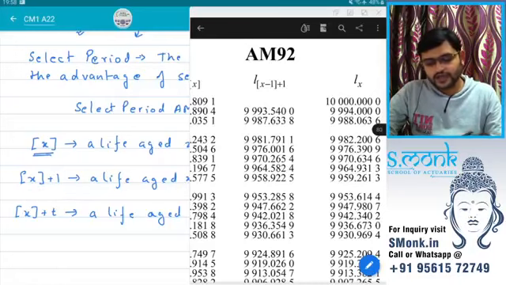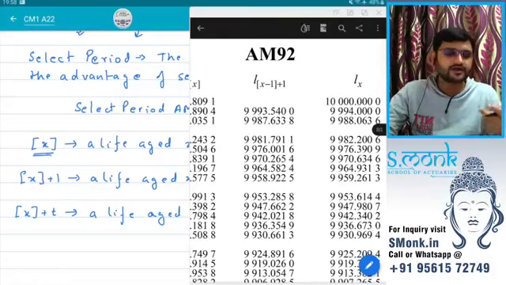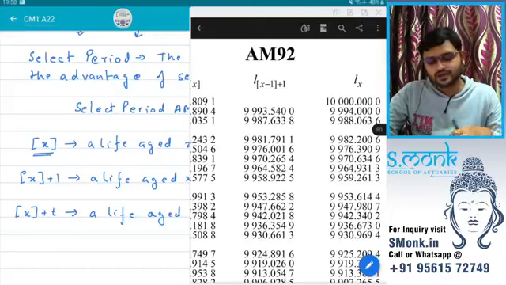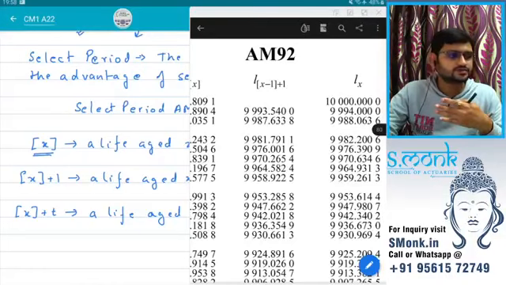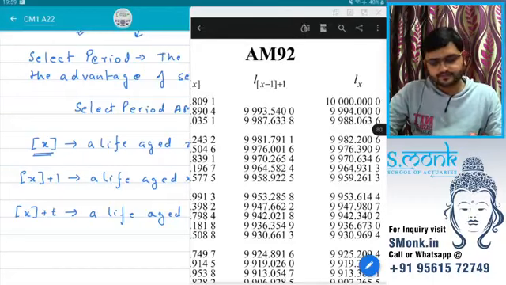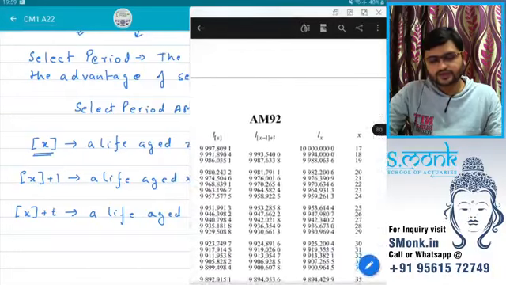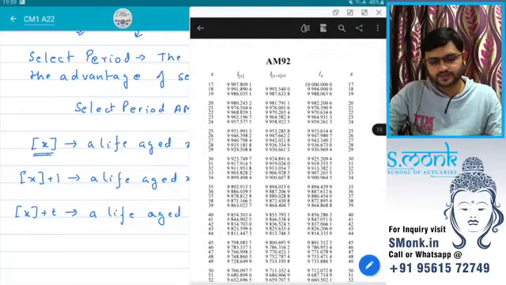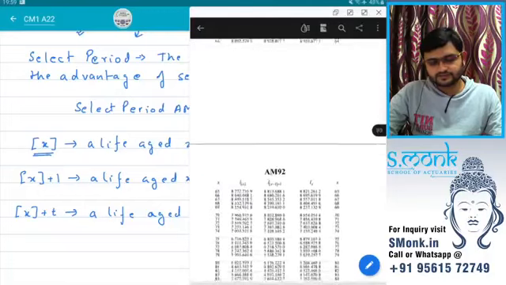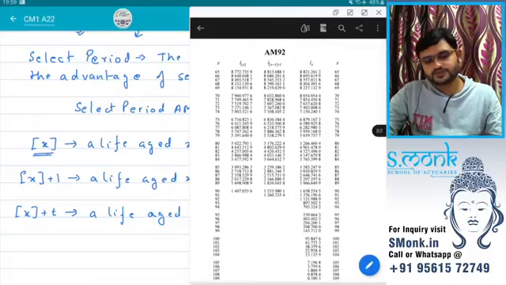Now why do we not have anything else, such as select X plus 2? Because for AM92, after 2 years the effect goes away, the advantage goes away. So AM92 has a select period of 2 years. So we'll be using this.